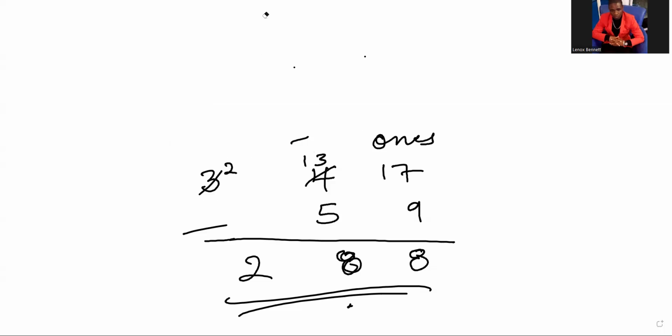So let's clear off everything. So let's look at multiplication, and it comes from the word multiple. Multiplication.